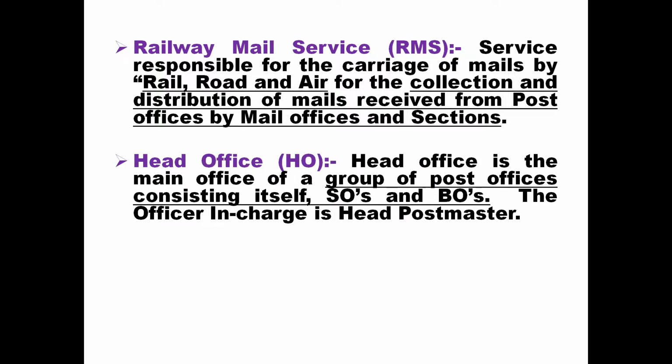Railway Mail Service. The service responsible for the carriage of mails by rail, road and air, for the collection and distribution of mails received from post offices by mail offices and sections, is called Railway Mail Service. Head Office. Head Office is the main office of a group of post offices, consisting of itself, sub offices and branch offices. The officer in charge is the head postmaster.